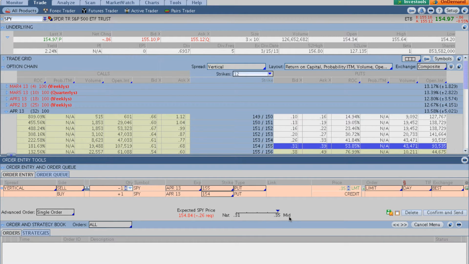So you can see the NAT, that stands for natural price. Mid stands for middle price. So the closer you are to the natural price, the higher the likelihood of your fill. Here, this is called the mid-nat spread, the difference between the nat and the mid. In this case, we have a 31 cent natural price, or nat, and we have a 35 cent middle price, or mid. So we have a 4 cent mid-nat spread.